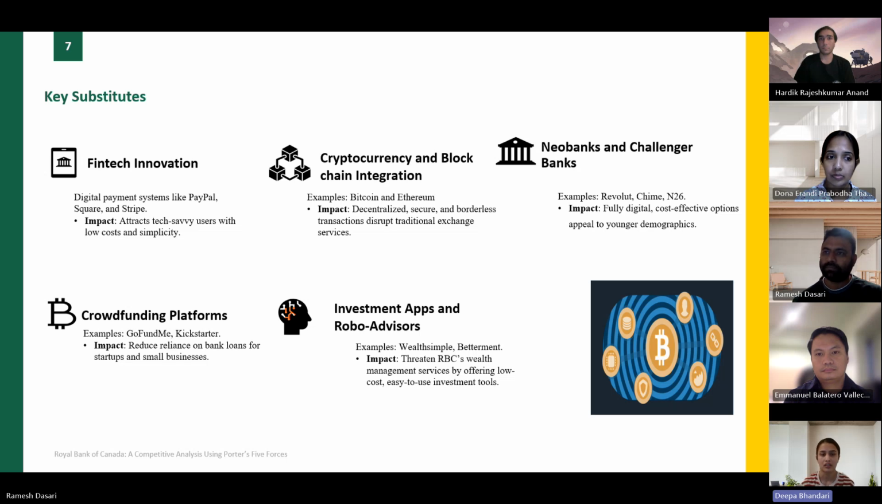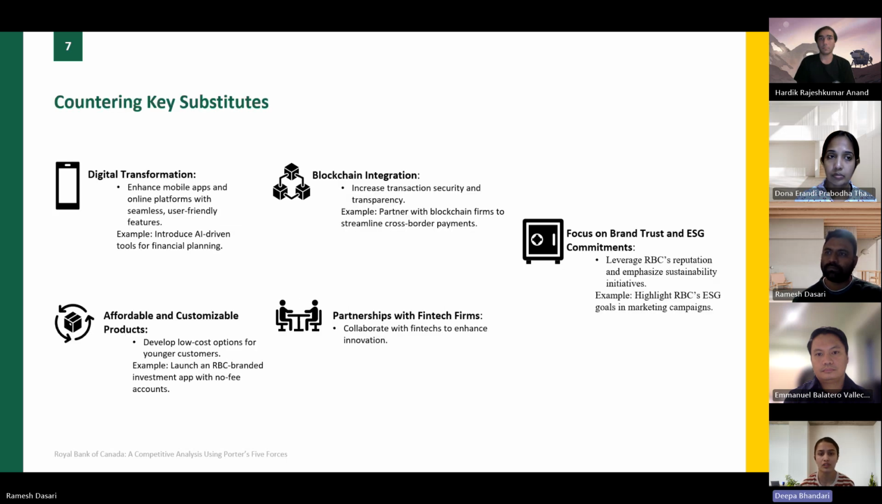And at last, talking about countering substitution threats, RBC can counter this threat with proactive strategies. Key measures include digital transformation. By enhancing its mobile app with AI-driven financial tools, RBC can provide personalized, seamless services that rival fintech innovation. And for blockchain integration, RBC can leverage blockchain to improve transaction security and reduce cost, positioning itself as a leader in this space.